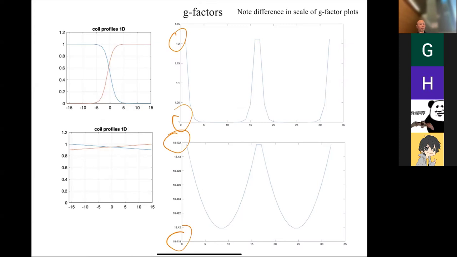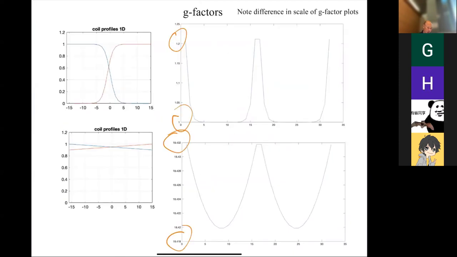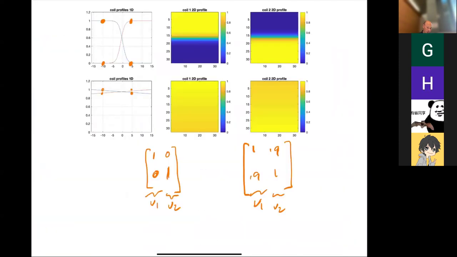Question. What are the axes for the coil profiles? These coil profiles? Yeah, that's X and Y. The axis would be essentially this, I'm just looking at the profile going down. This profile is this profile, and this one is this one, coil 1 and coil 2.